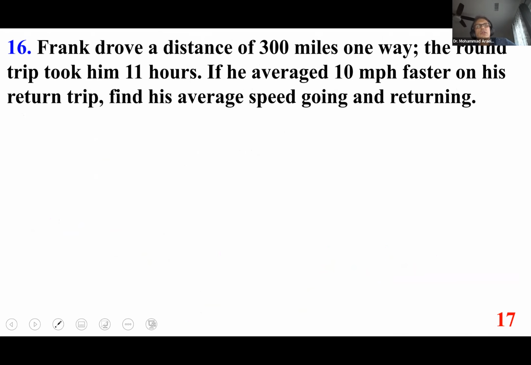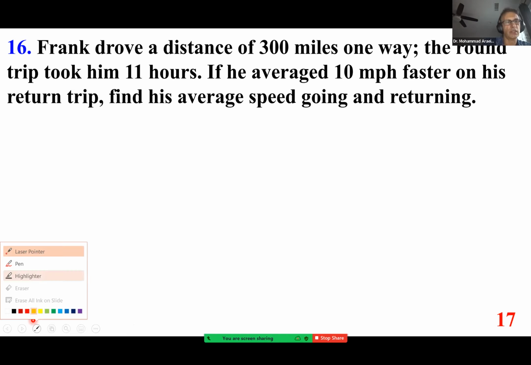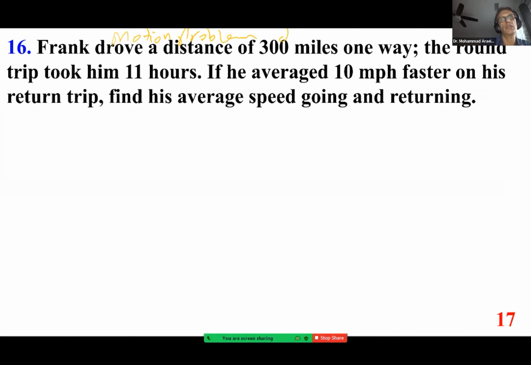Frank drove a distance of 300 miles one way. The round trip took him 11 hours. If he averaged 10 miles per hour faster on his return trip, find his average speed going and returning. Number one, this is a class of problem known as motion problem, which means D equals RT. So if D equals RT, R is equal to D over T, and T equals D over R.